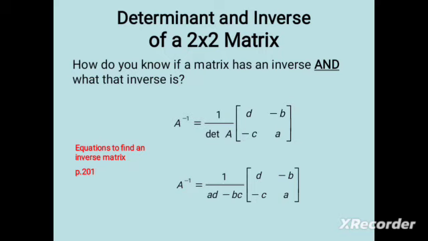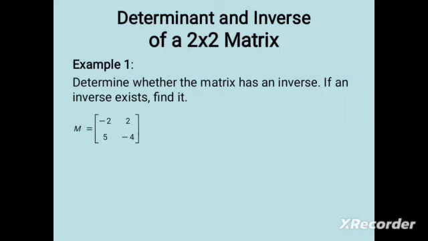So if I have, for example, determine whether the matrix has an inverse. If an inverse exists, find it. So the matrix we have here is matrix M, given by elements negative 2, 2, 5, negative 4.